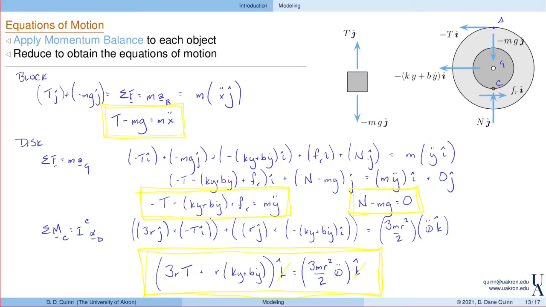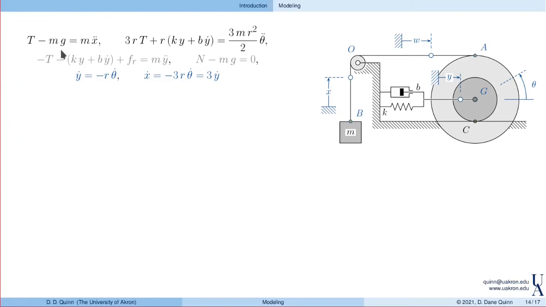Right, so what's next? Well, now we want to reduce this and solve. Here they are again. Right, this was on the block, this was on the disk, and then in light gray, I have what came from linear momentum balance on the disk. And finally, I have my constraint equations. Right, those are important. I can't forget those.